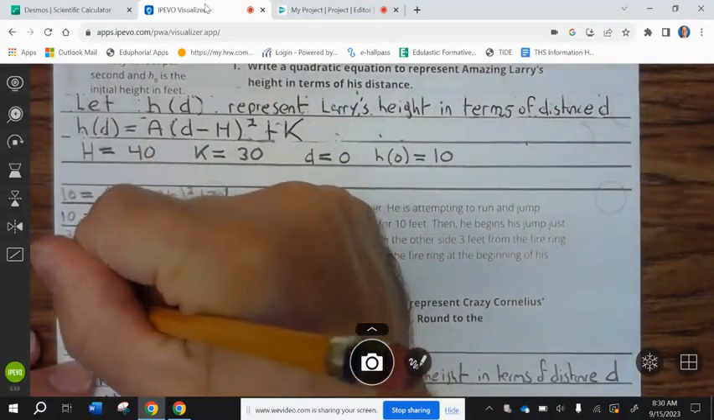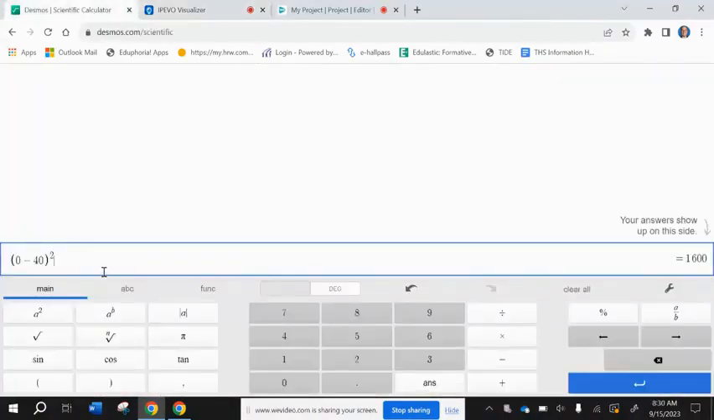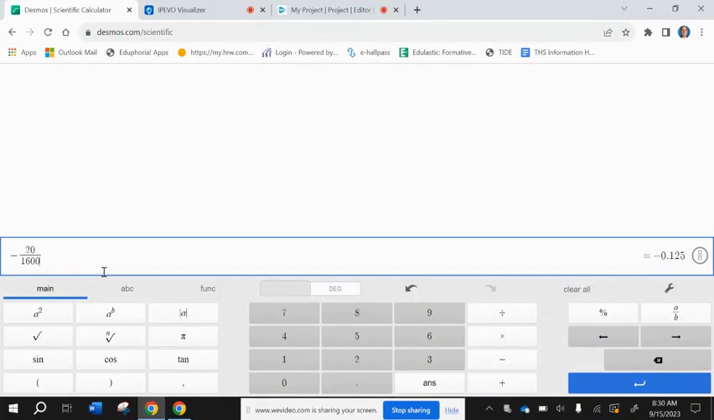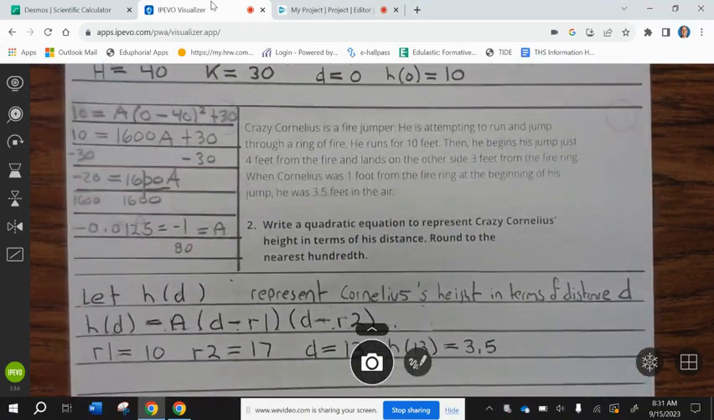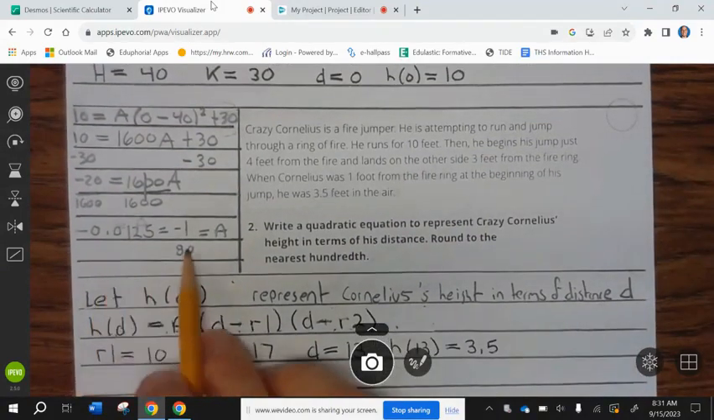So a equals, so let's do -20 divided by 1600 is negative 0.0125, which is also equivalent to -1 divided by 80 equals a. You can use the decimal fraction. I'm just going to use a fraction.